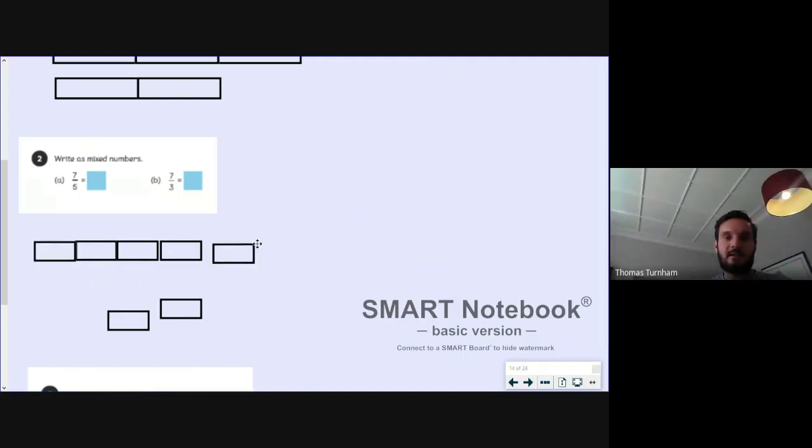So here is 5/5. 1, 2, 3, 4, 5. I know that's the same as 1 whole, which means I'm then left with 2/5. So 7/5, once I've taken away 5 from 7, I'm left with 2. So I know my answer is 1 whole and 2/5. Have a try with 7 thirds.